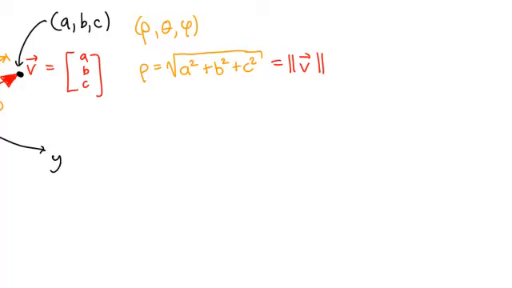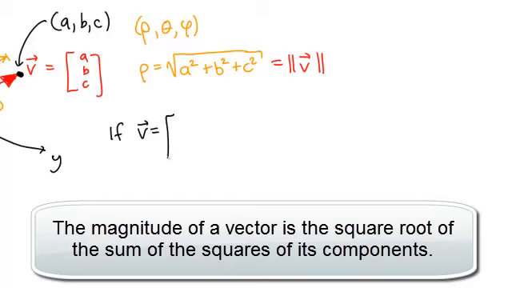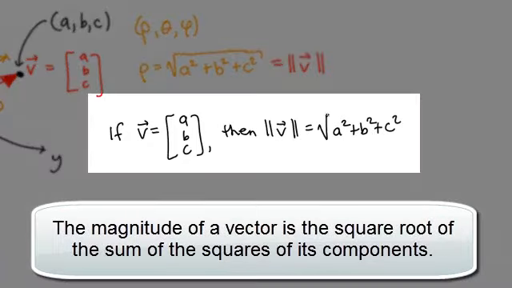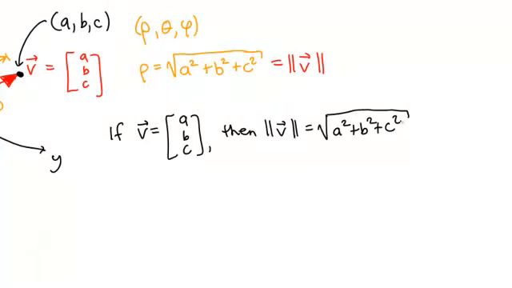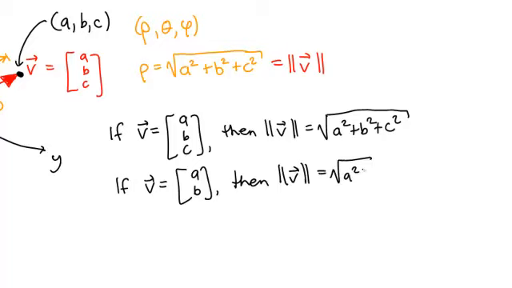Let's summarize this once more. If v is the vector a, b, c, then the magnitude of v, its Euclidean length, is going to be the square root of a squared plus b squared plus c squared. This kind of has a nice similarity with what we saw in R2. Remember, in R2, if you have the vector a, b, then its magnitude was given by the square root of a squared plus b squared.